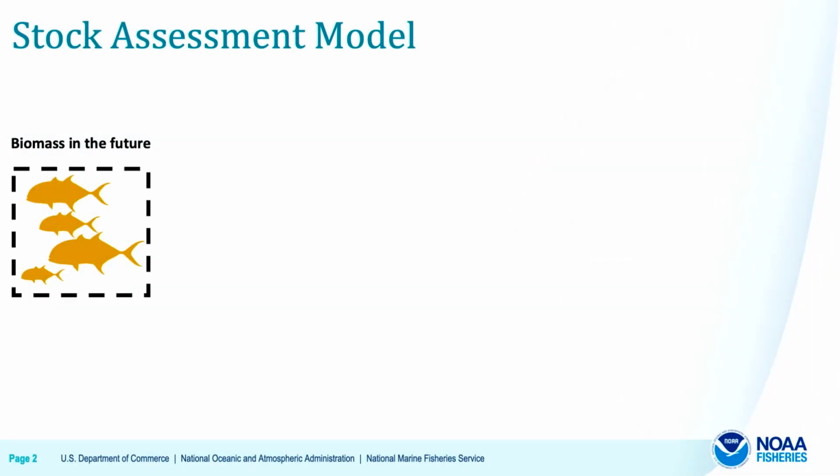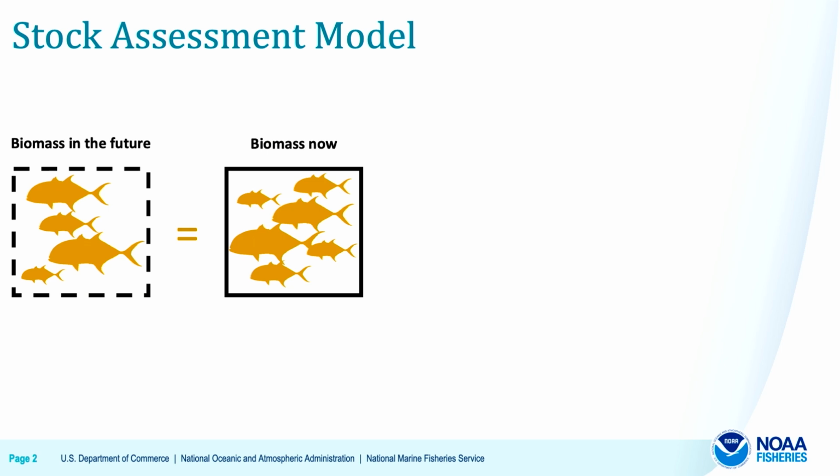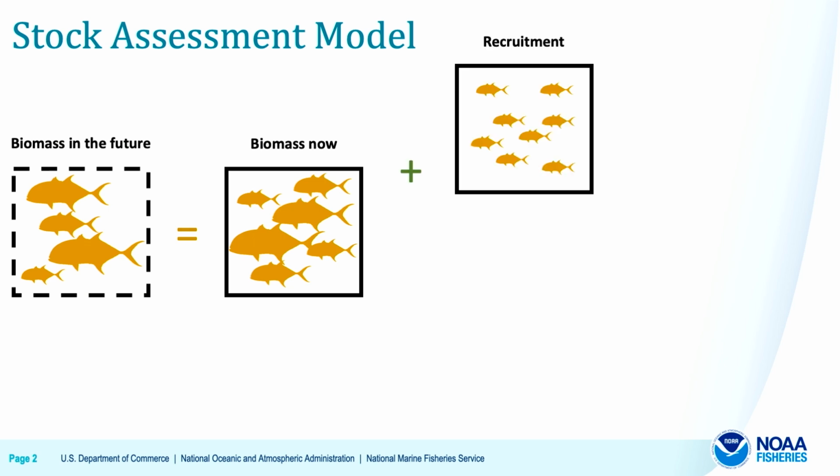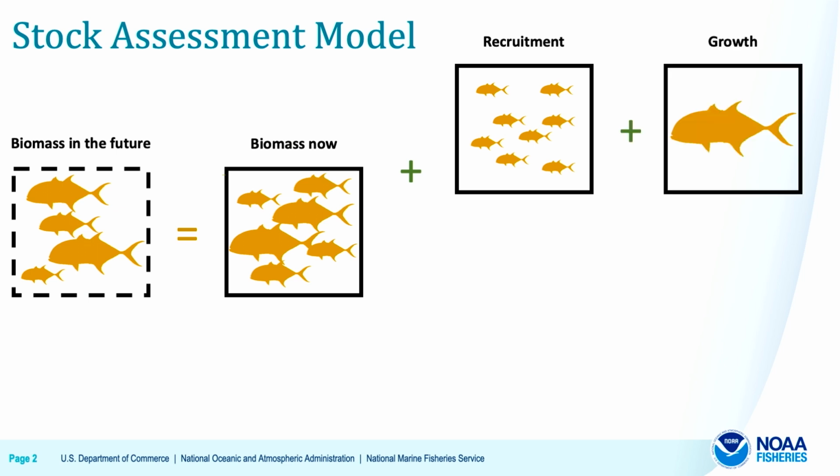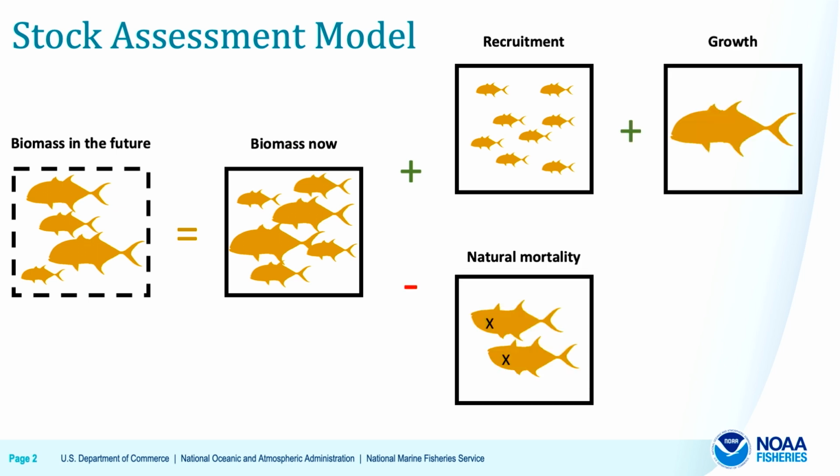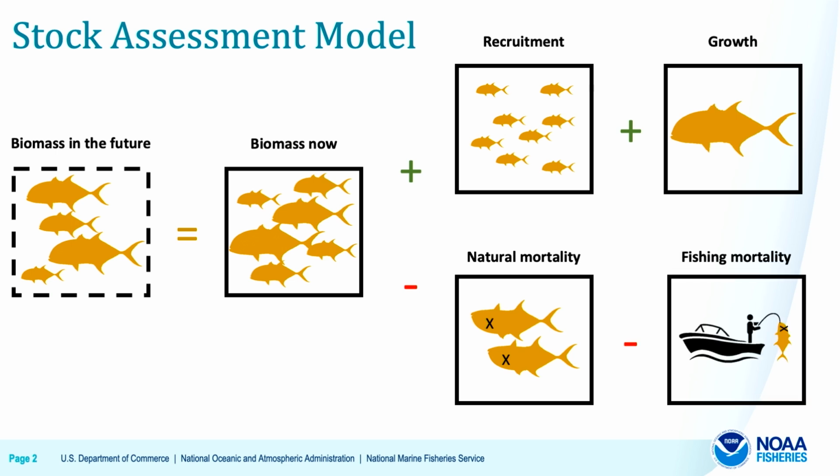At their core, stock assessments try to estimate a biomass of fish species in the future, and it's based on how many fish we have now, current biomass, plus recruitment of new individuals into the population, plus growth of individuals, minus mortality due to natural causes, and minus fishing mortality. So it's a very basic equation. And there's a lot of complexity that can be added to each of these individual boxes, but historically stock assessments have sort of considered this equation in a vacuum.